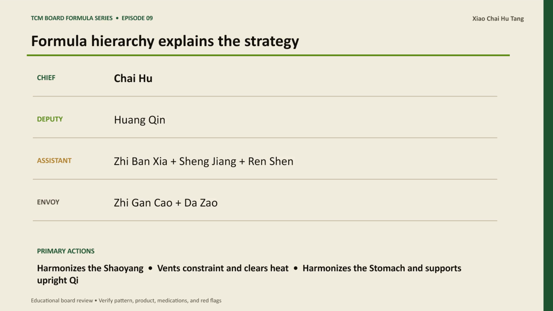Now organize the hierarchy. The chief is Chai Hu. The deputy level is Huang Qin. The assistants are Zhi Banxia and Sheng Jiang and Ren Shen. The envoy role is Zhi Gan Cao and Da Zao. Together, the formula harmonizes the Shaoyang, vents constraint and clears heat, harmonizes the stomach and supports upright qi.